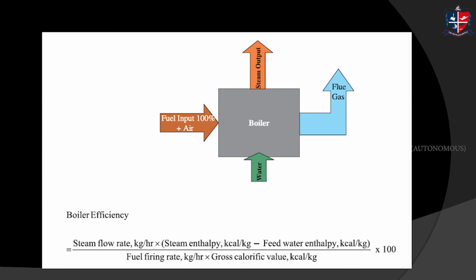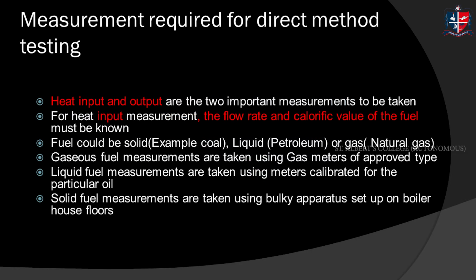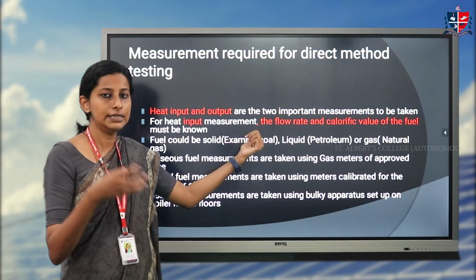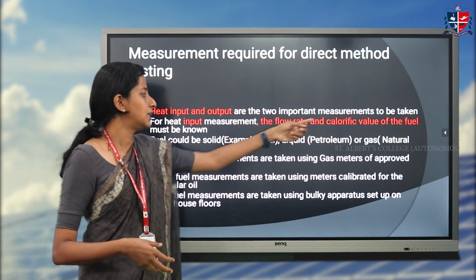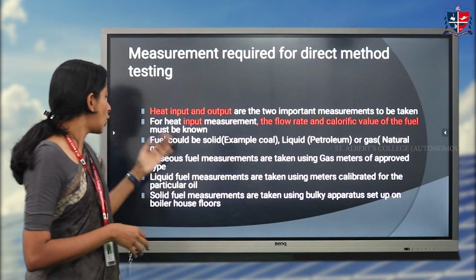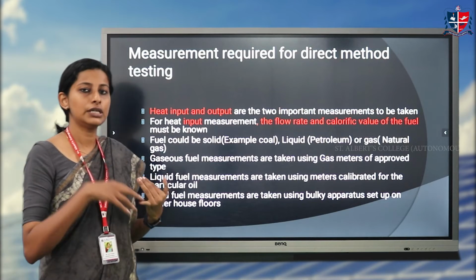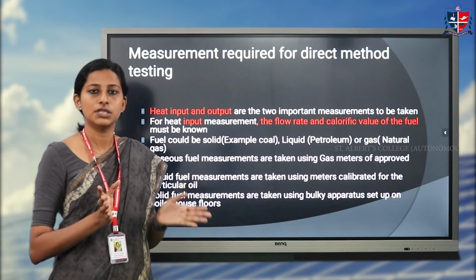One thing is we have to find out the flow rate and the calorific value of the fuel. That is the input side. On the input side, we need the flow rate, or the feeding rate at which fuel is given, multiplied with the calorific value. And on the output side, what do we need? We need to find out the steam flow rate as well as the difference between enthalpies.